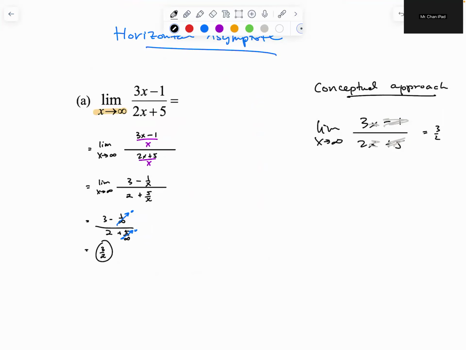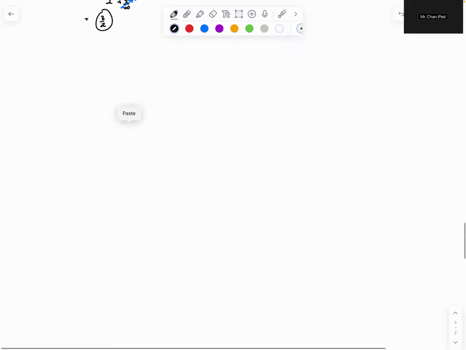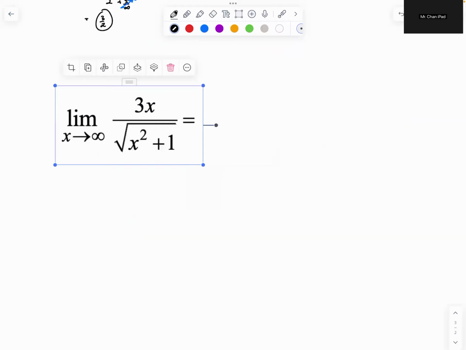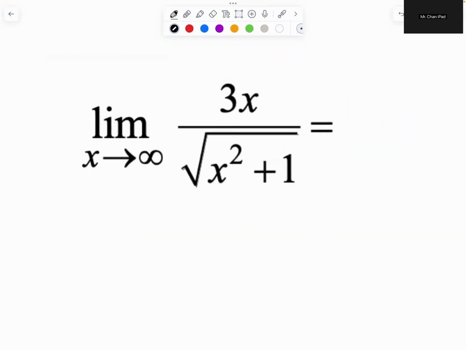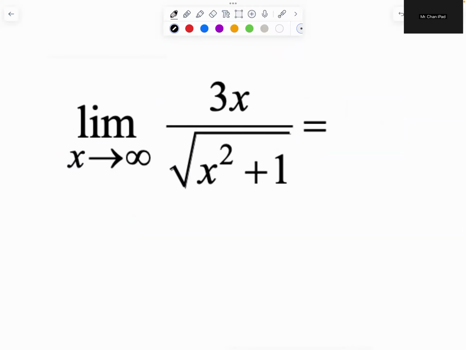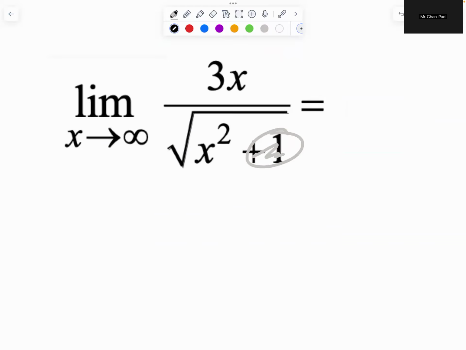And now we say, hey, Mr. Chan, I got another question. Sometimes there's a square root. No problem. How do we do the square root? The conceptual approach will be like this. x is going to be gigantic, right? Does the +1 matter? Nah. So you have the square root of x squared in the denominator. Cool. So the x squared and the square root, they're gone, right?